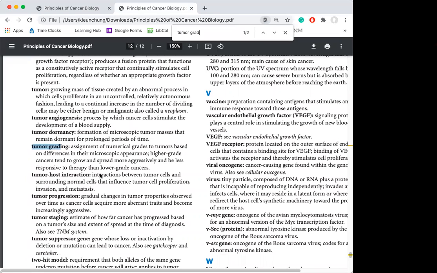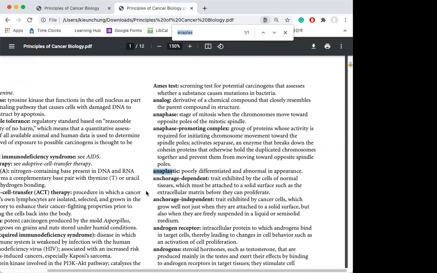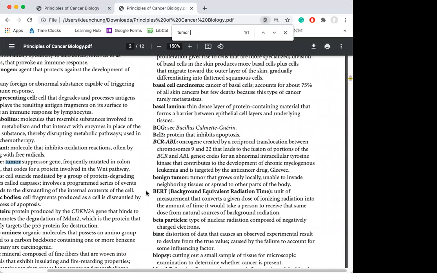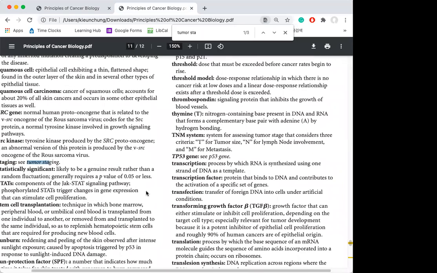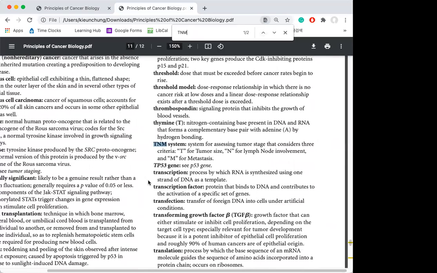Tumor grading: assignment of numerical grades to tumors based on differences in their microscopic appearance. Higher grade cancers tend to grow and spread more aggressively and be less responsive to therapy than lower grade cancers. Anaplastic: poorly differentiated and abnormal in appearance. Tumor staging: estimate of how far cancer has progressed based on tumor size and extent of spread at the time of diagnosis. Also see TNM system. TNM system: system for assessing tumor stage that considers three criteria: T for tumor size, N for lymph node involvement, and M for metastasis.